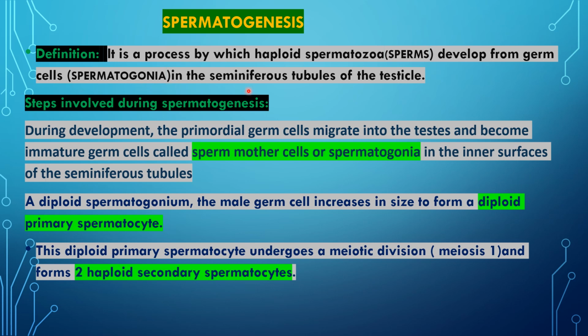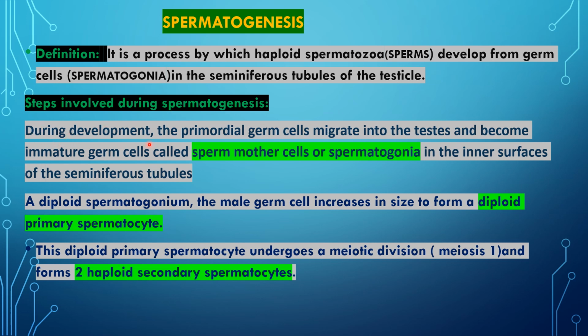And where are they present? In the seminiferous tubules of the testicles. We learnt about this, isn't it? So let me repeat the definition of spermatogenesis. It is a process by which haploid spermatozoa develop from spermatogonia or germ cells in the seminiferous tubules of the testicle. Yes. So what are the different steps involved during spermatogenesis?